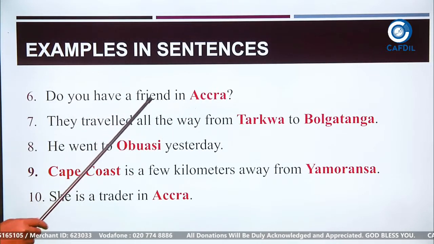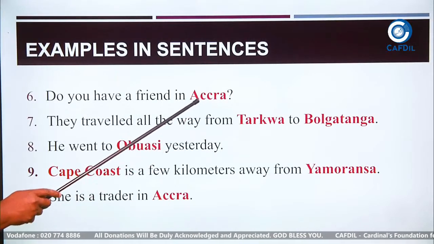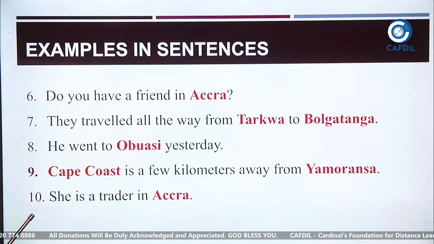Do you have a friend in Accra? Accra is the proper noun in this sentence, and it begins with a capital letter.